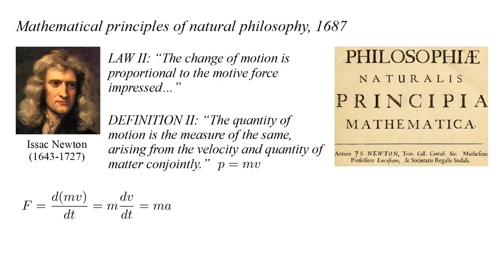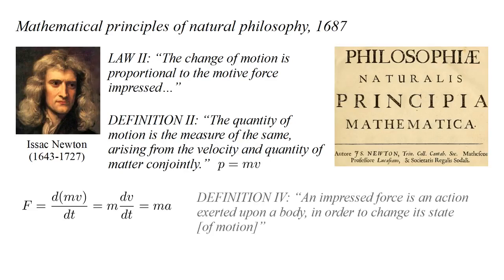So we write Newton's second law as force F equals rate of change of momentum mv. Assuming mass doesn't change with time, we factor this out to get m times rate of change of velocity, which is mass times acceleration. F equals ma. As to what a force is, Newton gives the following definition. An impressed force is an action exerted upon a body in order to change its state of motion.